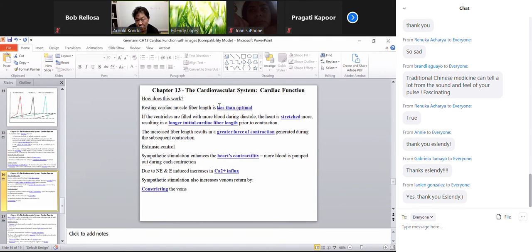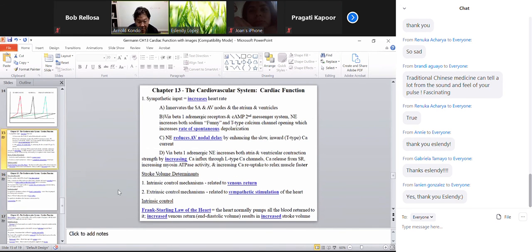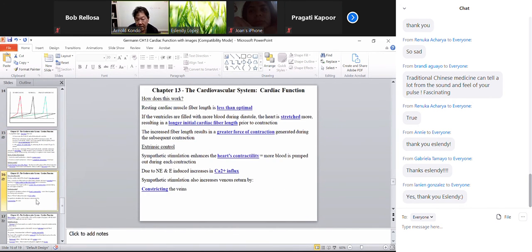And so, yes, how does this work? Resting is less than optimal, and all we do is we stretch it to a longer length. On the flip side, extrinsic control, that's where the sympathetic stimulation comes into play. And so that's why it's a little bit out of sync with the bullet point D here. Okay, it should be down here. But the whole idea is, yeah, if you increase sympathetic input to the heart, you can affect both heart rate, but now stroke volume. And it's all about just increasing calcium influx.